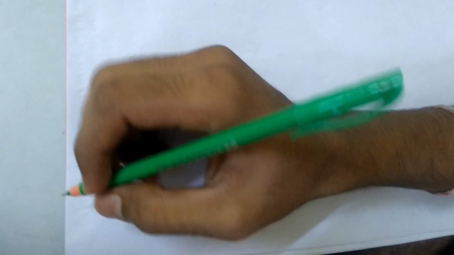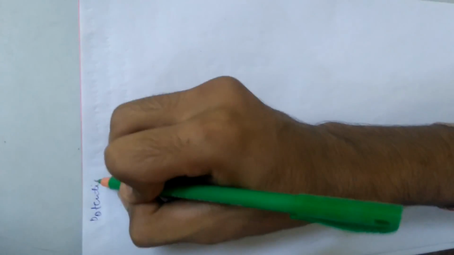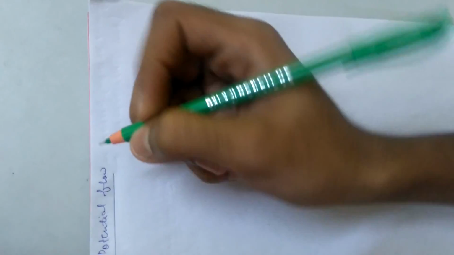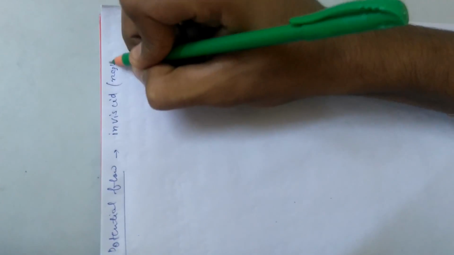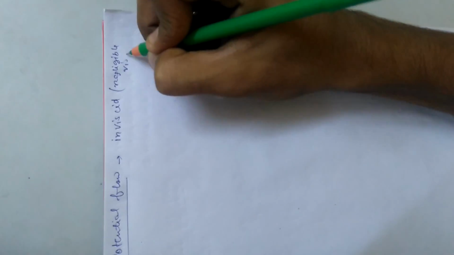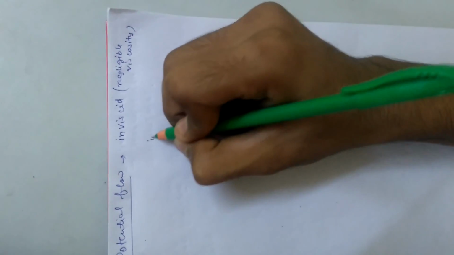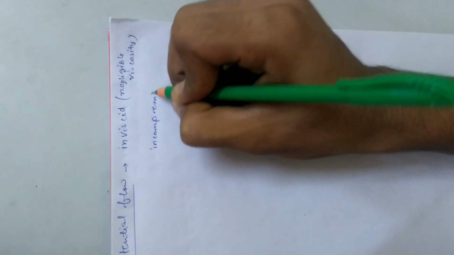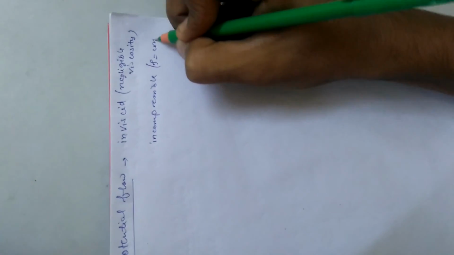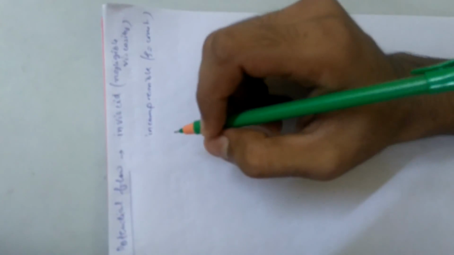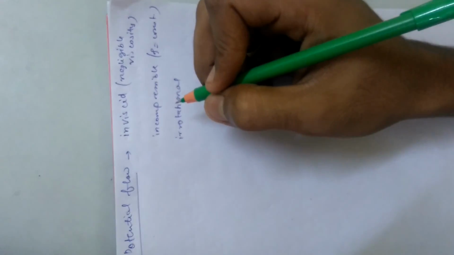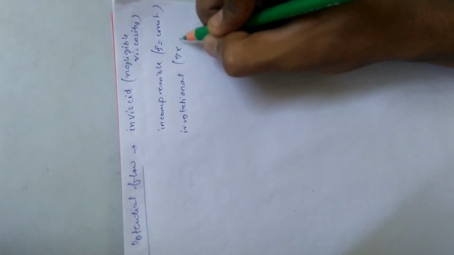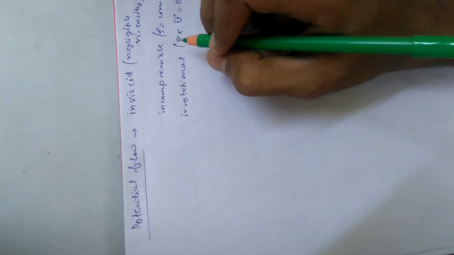Today we are going to discuss the potential flow. Potential flow is a flow which is inviscid, meaning which has negligible viscosity, which is incompressible, that is rho equals constant, and which is irrotational, in which we have del cross V equals to 0.